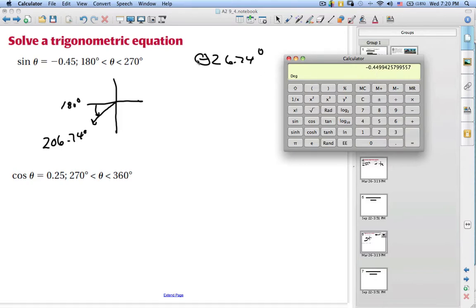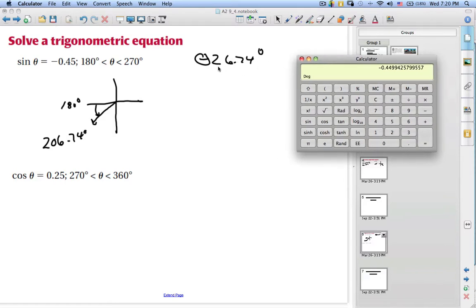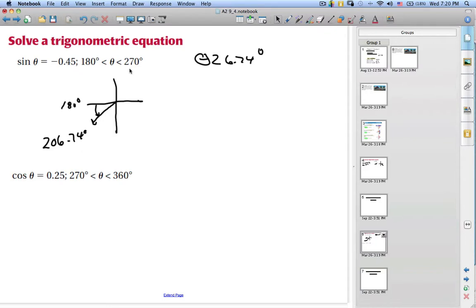Sometimes the way the negatives come up can feel a little uncomfortable. What's important to remember is the angle you're getting out of your calculator is a reference angle. And if I place that reference angle in the correct quadrant, then I'll be okay. So when we look at this item here, we have 360 degrees here and 270 here. So this tells me I'm in quadrant 4.